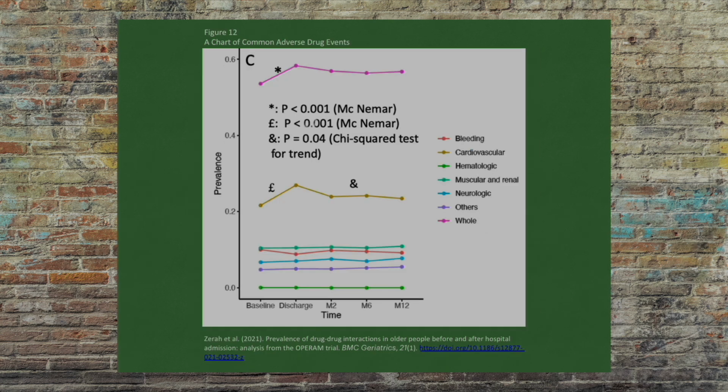flags. This is another chart from Zeira et al. And what it illustrates for us is the most common adverse events noted upon presentation and discharge from hospital related to drug drug interactions. We can see that cardiovascular had the highest prevalence at around 20%, followed by muscular and renal involvement, bleeding issues, and neurological complaints. What's interesting about this chart is we can see how these adverse drug events increase from baseline to discharge, and then 2 months out of the hospital.